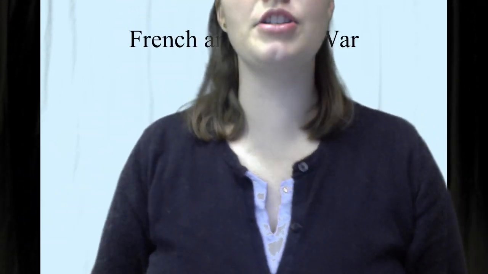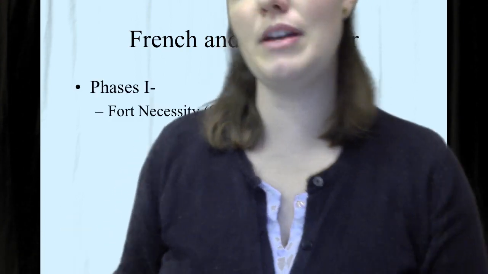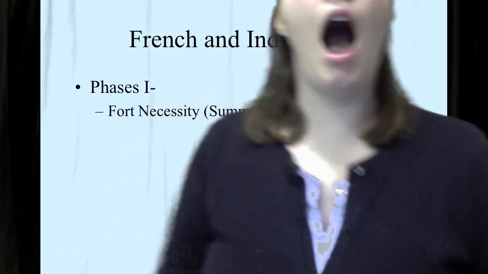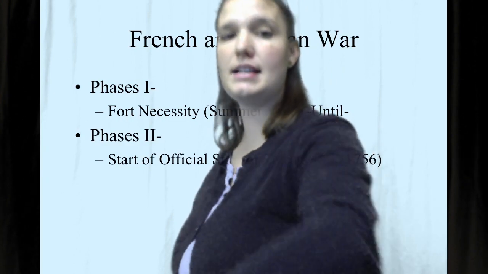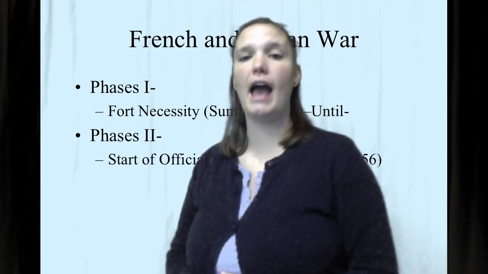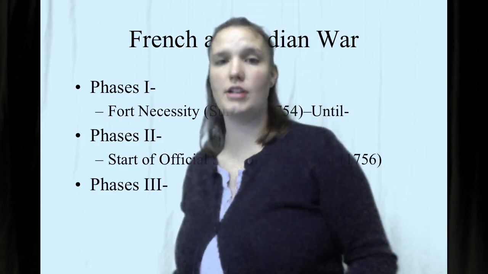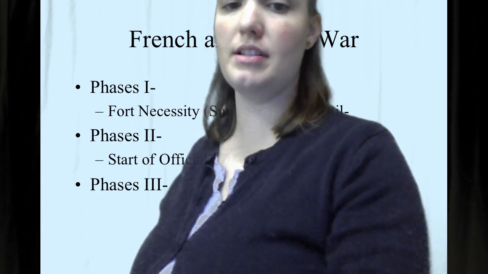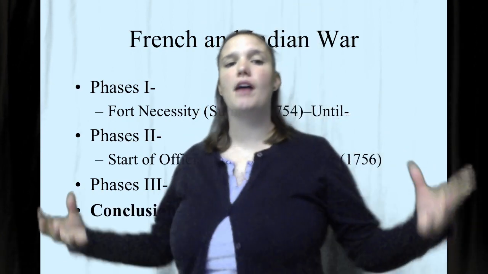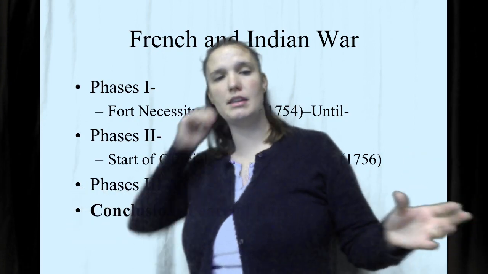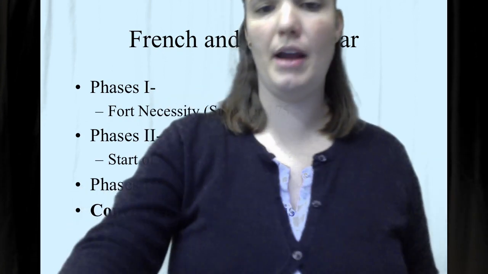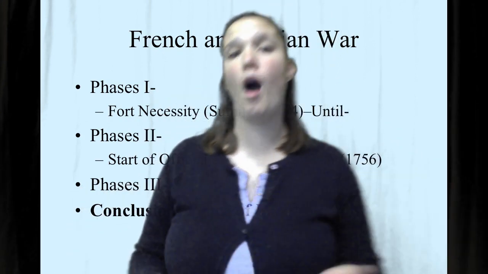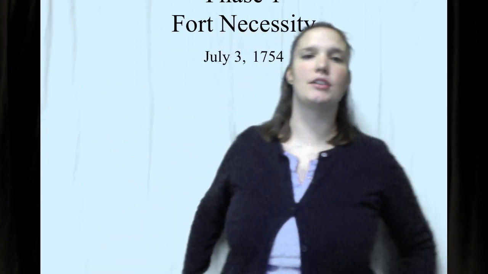So the French and Indian War, let's get into the good stuff. We're looking at about 3 phases. We're going to look at Fort Necessity, and we're going to look at the start of the actual French and Indian War, or the start of the 7 Years' War. And we're going to look at phase 3, the conclusion at the Treaty of Paris. And phase 1, Fort Necessity, takes place on July 3rd, 1754.